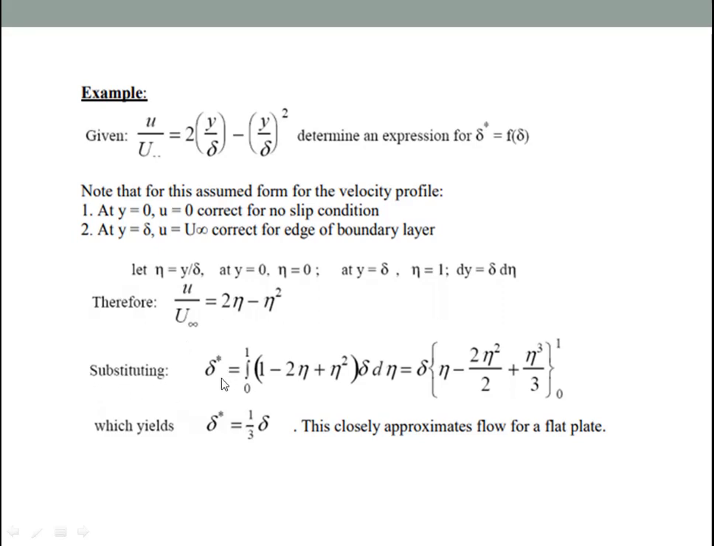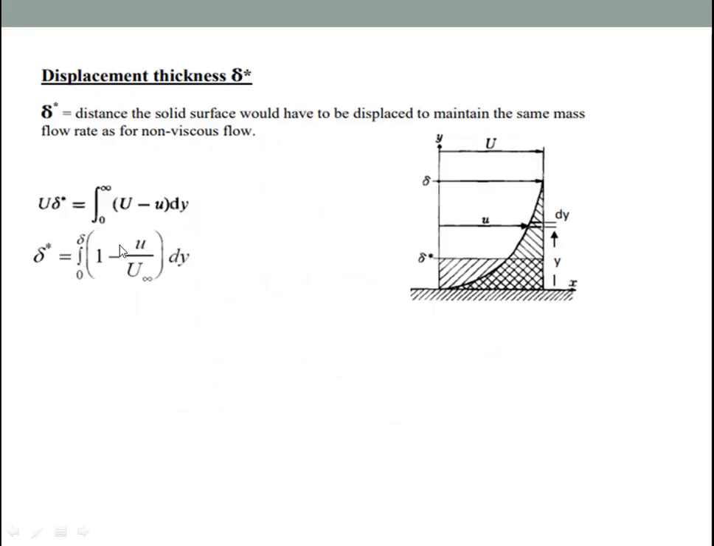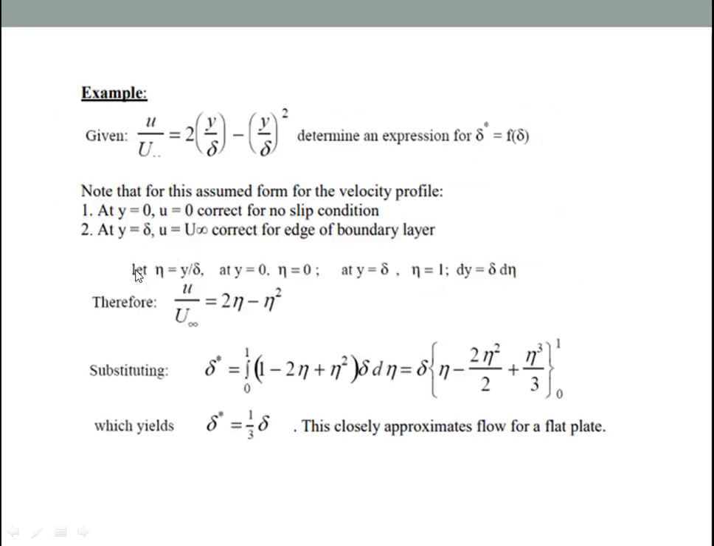Substituting the value in the equation of delta star, as we saw in the previous slide, this is the equation of delta star. Put the value of u upon u infinity which is given. So 1 minus 2 eta plus eta square, as minus minus becomes plus, into delta d eta, as dy is equal to delta into d eta. I will take delta as common and integrate this with respect to eta.